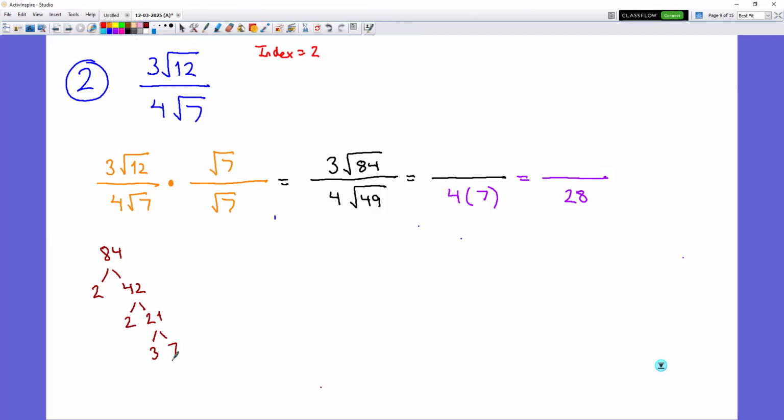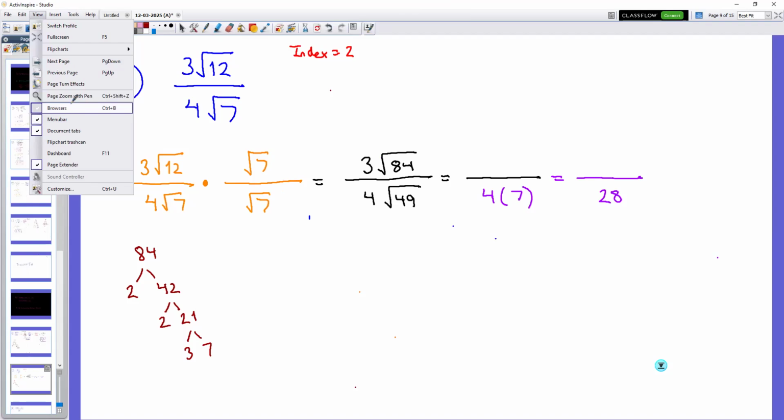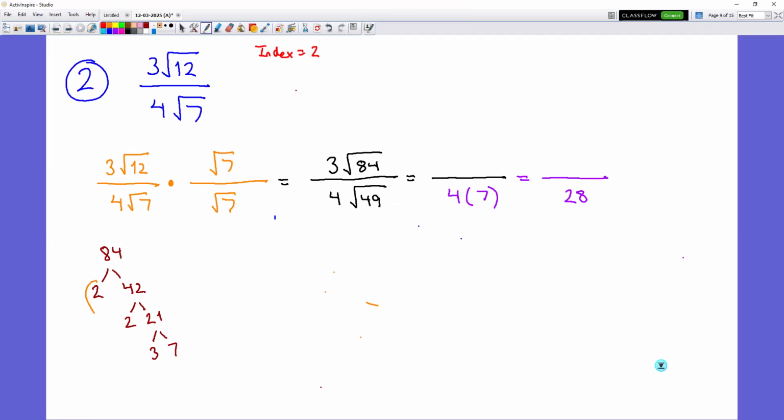Now, since the index is 2, we're looking for pairs. We do have a pair of 2s, so we'll go ahead and circle that pair. Sorry about that. So we're going to circle that pair of 2s. There we go. And then we're going to put a box around the 3 and a box around the 7, because those are unpaired.